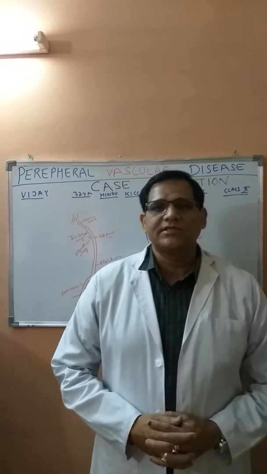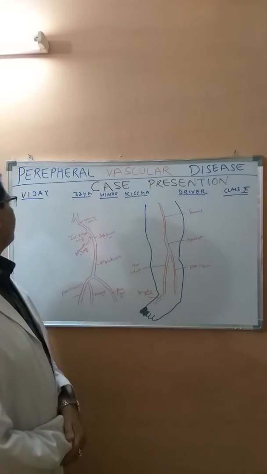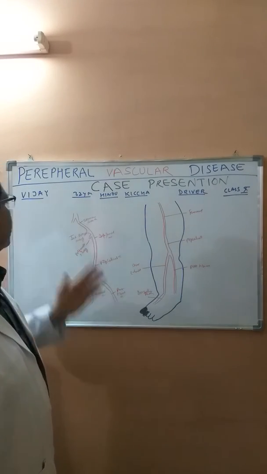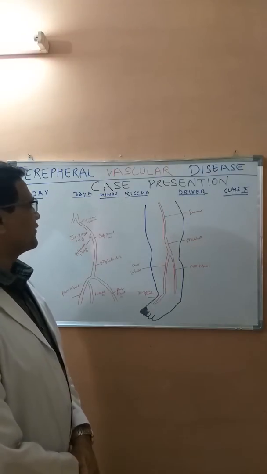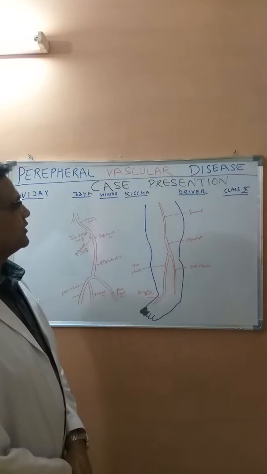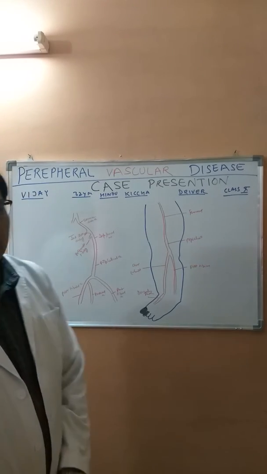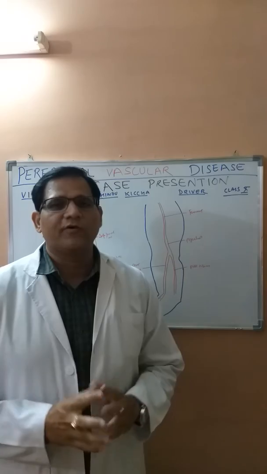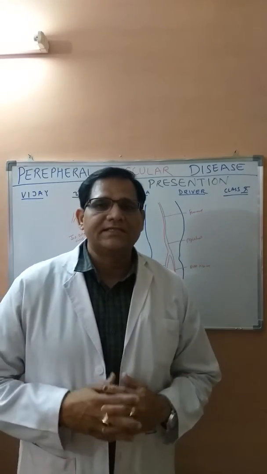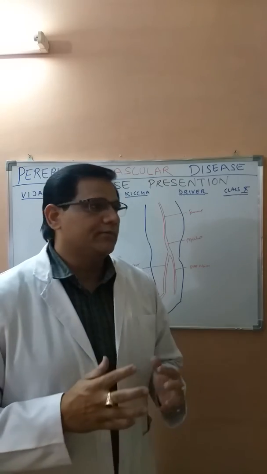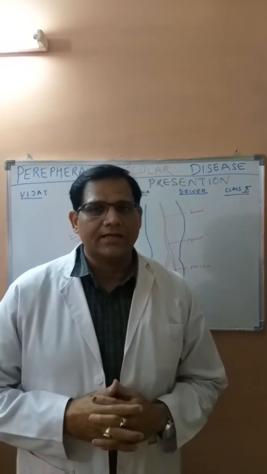So today I have a case for you, a case of Mr. Vijay, 32-year-old male. He's a Hindu by religion, resident of Kicha, driver by occupation, and he has studied till class 10th, he told. Before going into details of peripheral vascular disease, one thing we should know beforehand is that this is a disease which affects medium and small size arteries. So the large size arteries are spared.